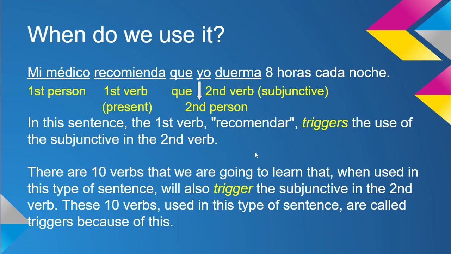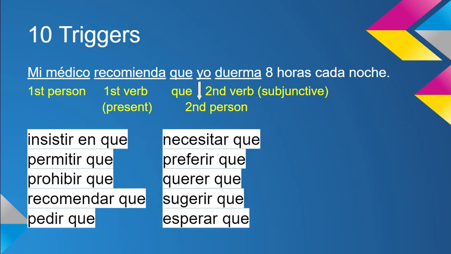There are 10 verbs that we are going to learn that, when used in this type of sentence, with this structure, will also trigger the subjunctive in the second verb. We call them triggers because of this. So when I'm talking about these 10 verbs, I'll say it's a subjunctive trigger. That means the verb I'm talking about is conjugated in the present, but if it's used with a que, the next verb is going to be in the subjunctive. I know I sound like a broken record here, but it's really important to remember.